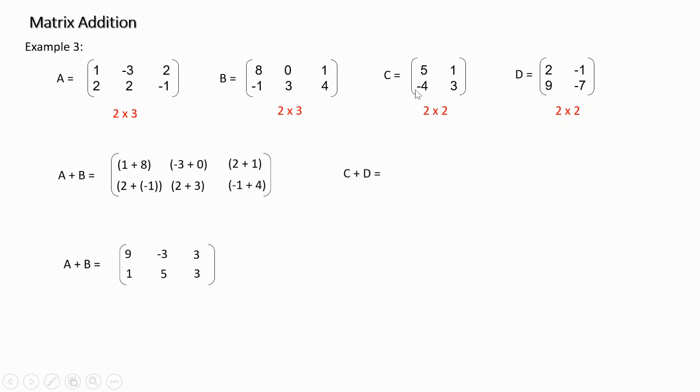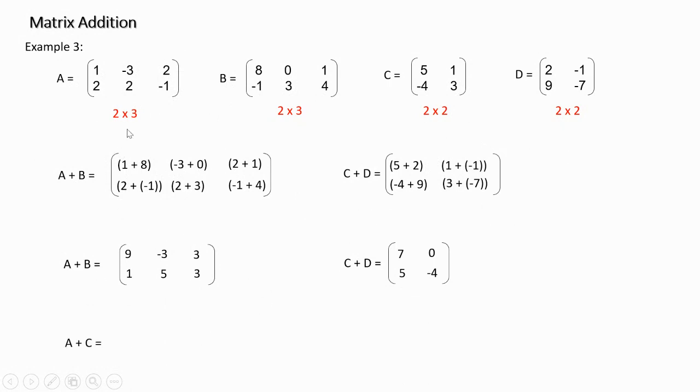Can we do C plus D? C is a 2 by 2, and D is a 2 by 2, so this can be done. So it's going to be 5 plus 2, 1 plus negative 1, negative 4 plus 9, and 3 plus negative 7. And here are the results. It will be 7, 0, 5, and negative 4. That's my answer for the matrix C plus D.